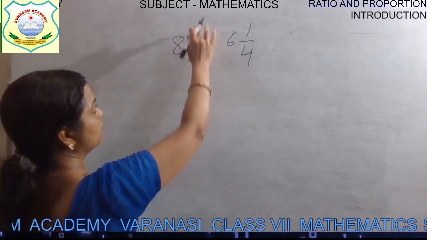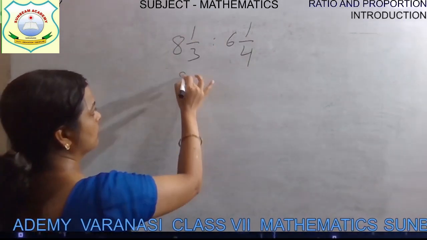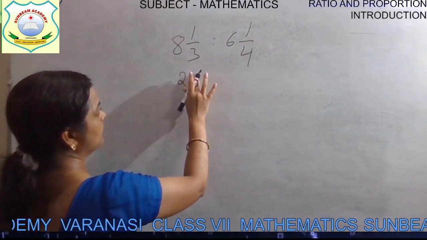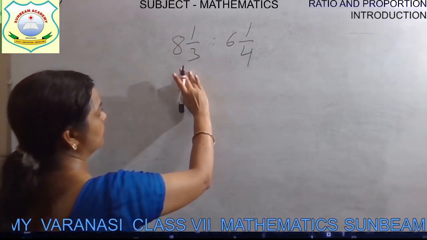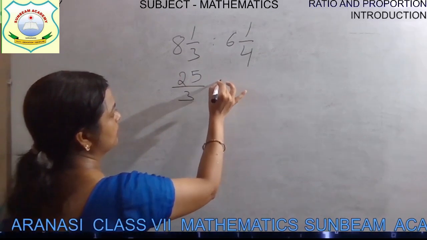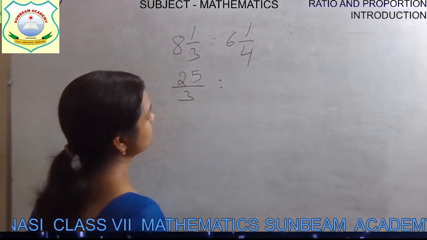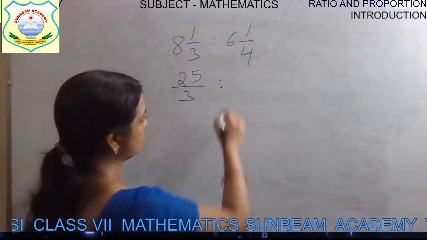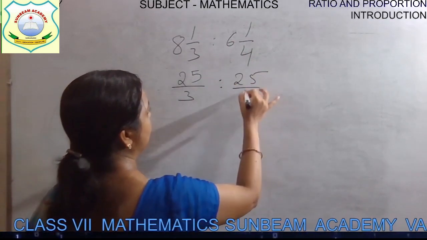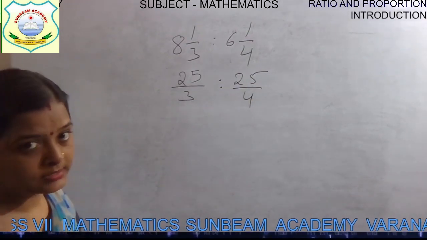8 3s are 24 plus 1, 25. Okay, children. 25 by 3 is to 6 4s are 24 plus 1, 25 by 4. Okay, this is the next step.